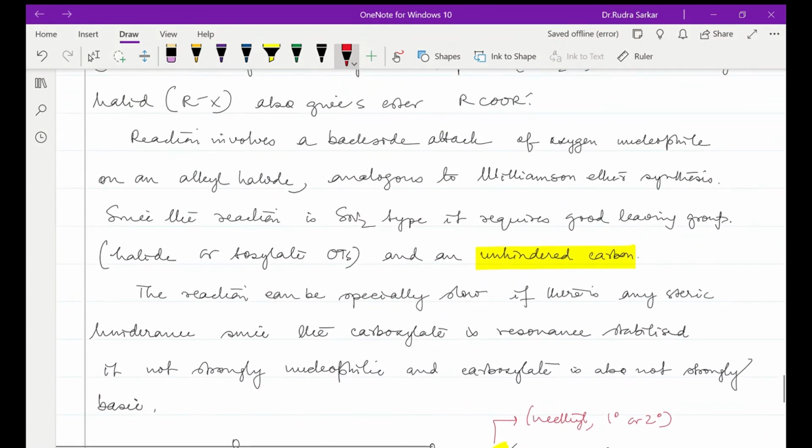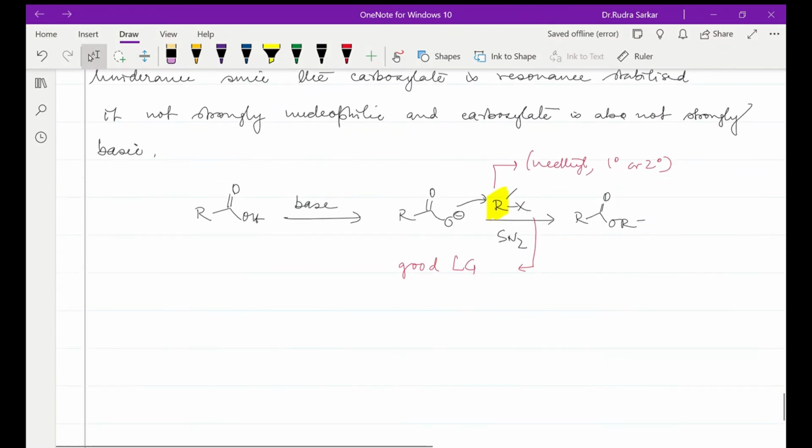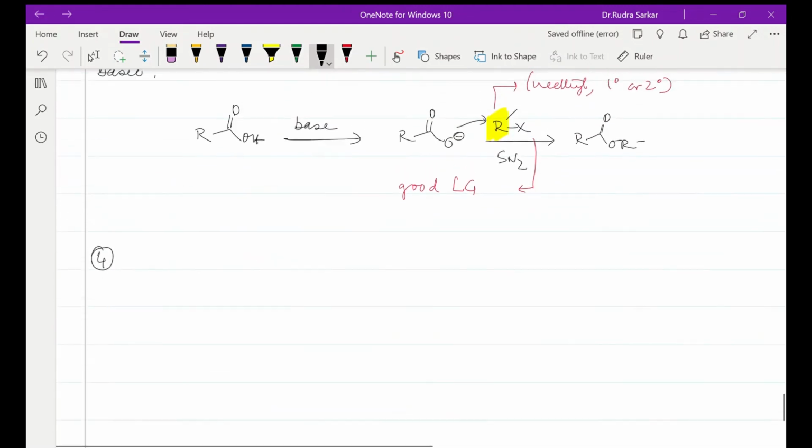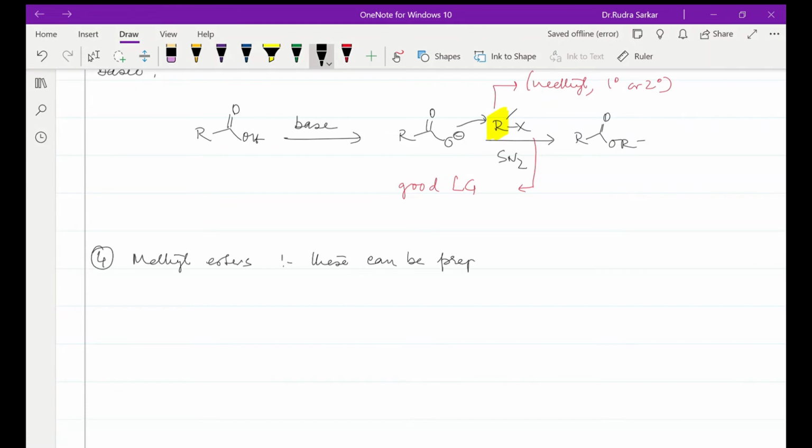Another way of making ester, which we are discussing over here at procedure number 4, is making methyl esters. These can be prepared with the reagent called diazomethane, that is CH2N2.